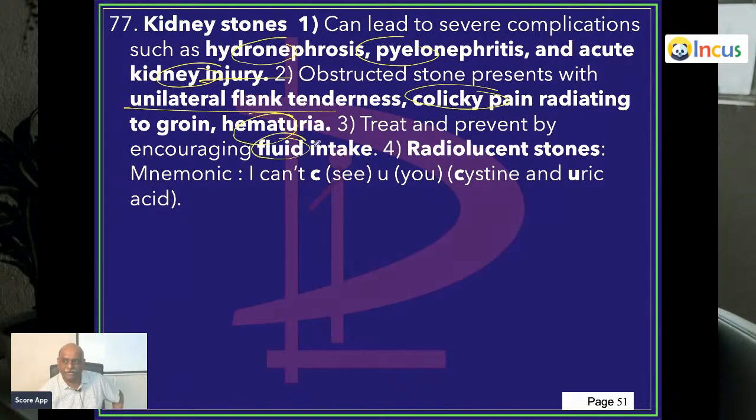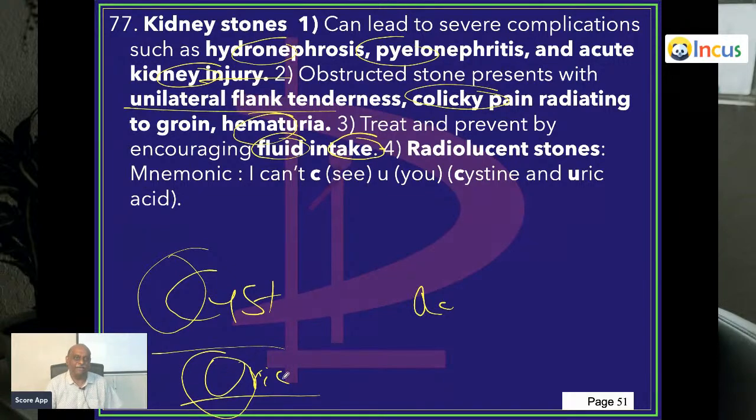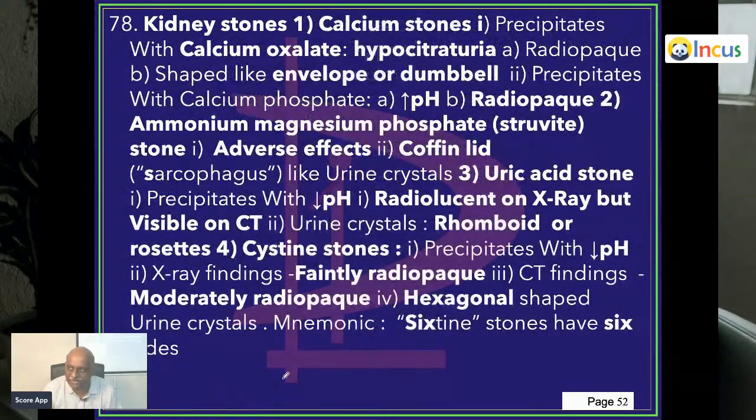How can you prevent it? Take fluids. 2 types of kidney stones are radiolucent. Cystine stones and uric acid stones are radiolucent. You can't see them. I can't see you. You can remember: C for cystine, U for urate are radiolucent, is what you need to remember.